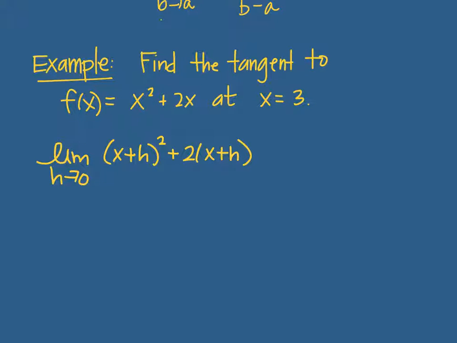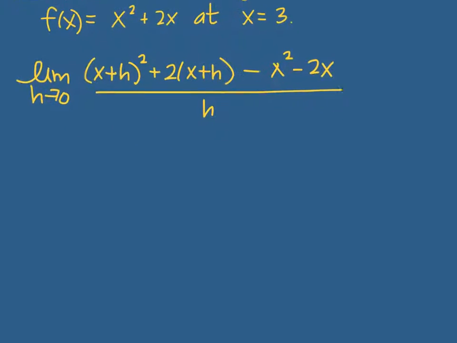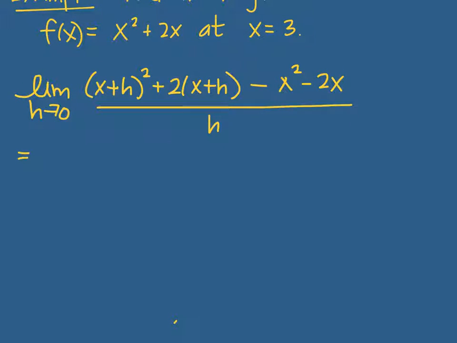And then I have to subtract just the function itself, so x squared minus 2x, and that whole thing is over h. So for this homework, you're going to have to prove it the long way. Make sure you're good about your equal signs. Make sure you're good about using the limit notation. You drop the limit notation, it's not tangent anymore.